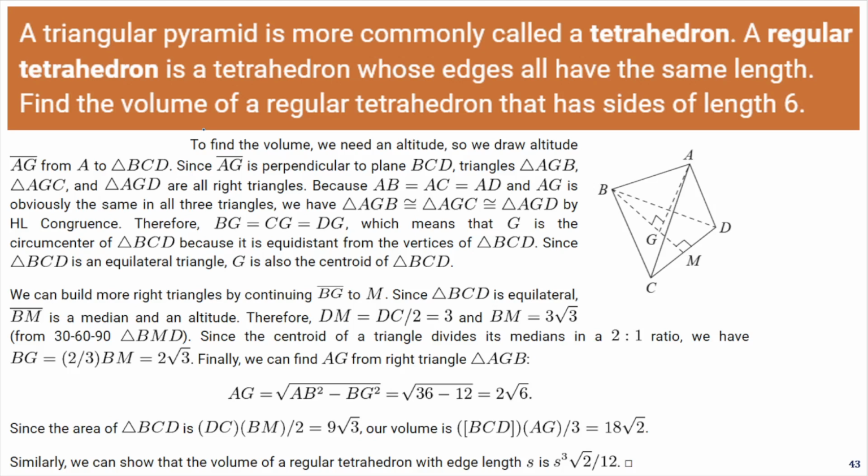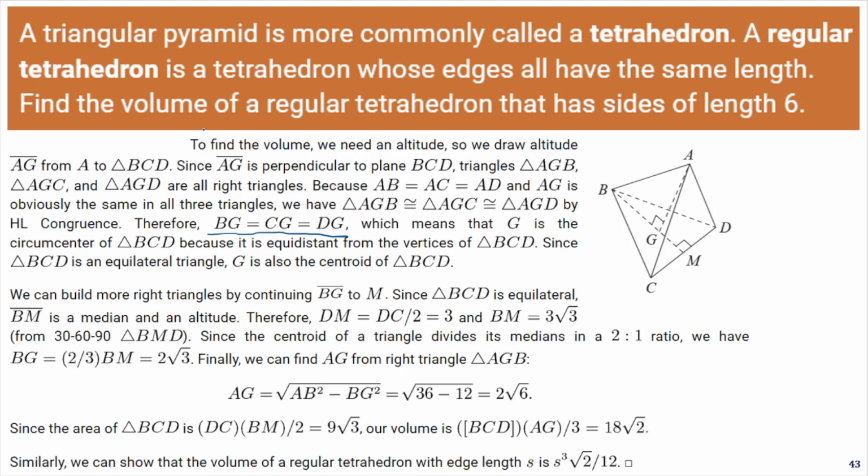Therefore, we have BG equals CG equals DG, which means that G is the circumcenter of triangle BCD because it's equidistant from the vertices of BCD. Since triangle BCD is an equilateral triangle, G is also the centroid of triangle BCD. We can build more right triangles by connecting B to G and extending to M. Since triangle BCD is equilateral, BM is a median and altitude. Therefore, DM equals DC over 2, which equals 3, and BM equals 3 square root 3.